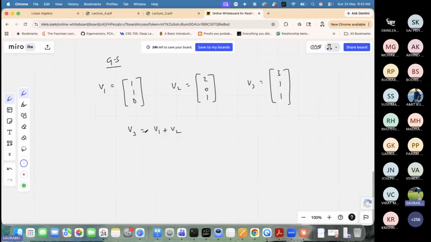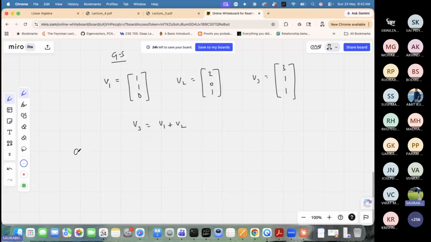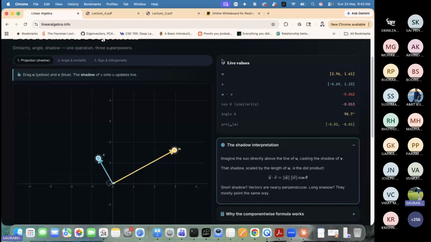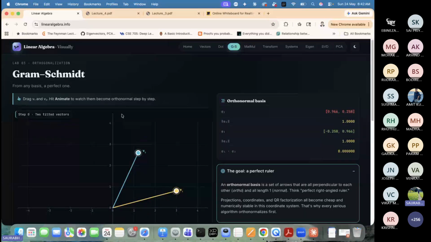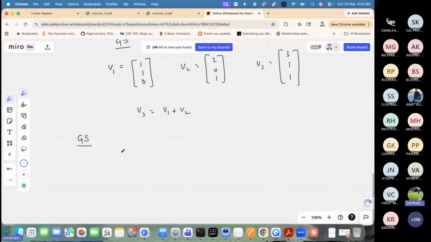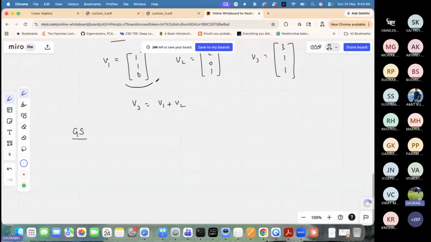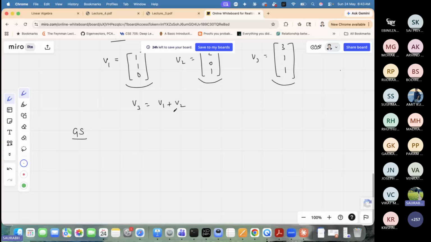Now, what the Gram-Schmidt process does, and you have an essential visualization of Gram-Schmidt here, we'll get into that. But let me first help you understand the intuition for Gram-Schmidt. Let's say that we have three different vectors, not necessarily perpendicular. What Gram-Schmidt does is it carves out the independent directions, the independent vectors, out of these three vectors.